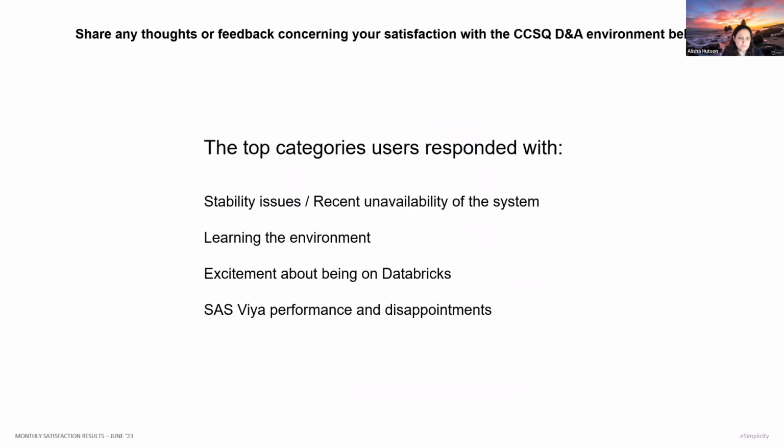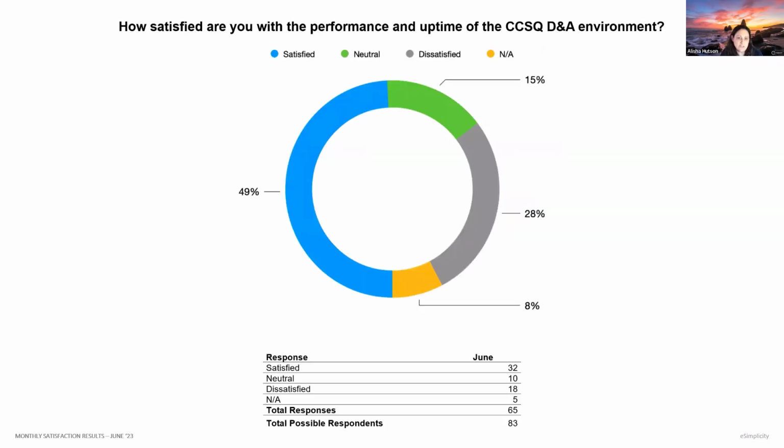Next slide. The top themes from the open-ended question around overall satisfaction were stability issues, recent unavailability of the system, learning the environment, excitement about Databricks, and SAS via performance and disappointments. Next slide. For the next question, how satisfied are you with the performance and uptime of the CCSQ DNA environment? 49% of users reported being satisfied, 15% neutral, 28% dissatisfied, and 8% not applicable.